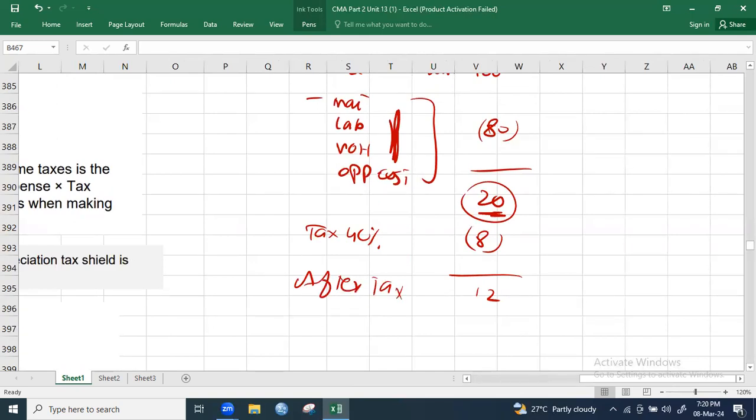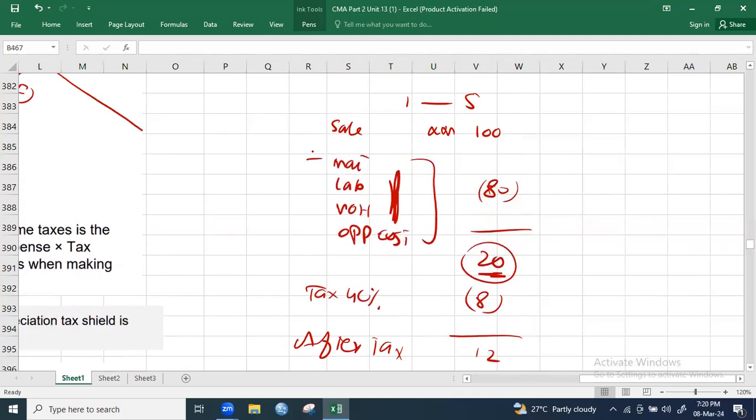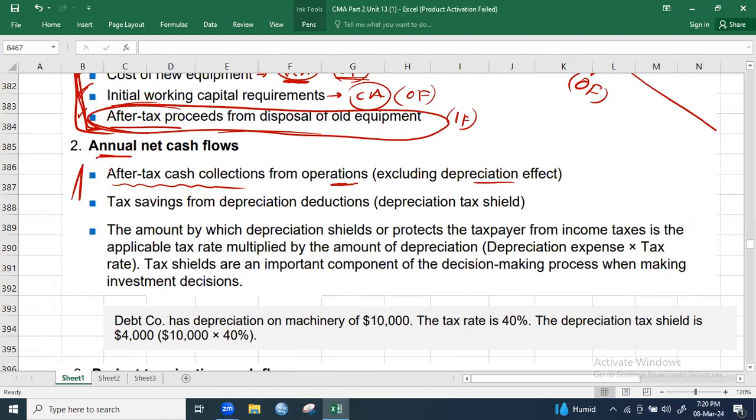Usually in your exam, and in CMA specifically, he will not tell you material, labor, variable overhead, etc. He may give you directly the net cash inflows, maybe this value directly, $20, and then you simply have to deduct tax, whatever rate is given. This will give you after tax. This is what the first line means: after tax cash collection from operations. Understood?